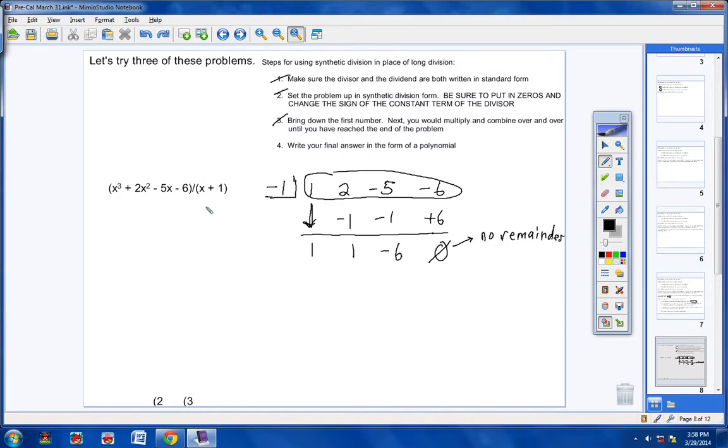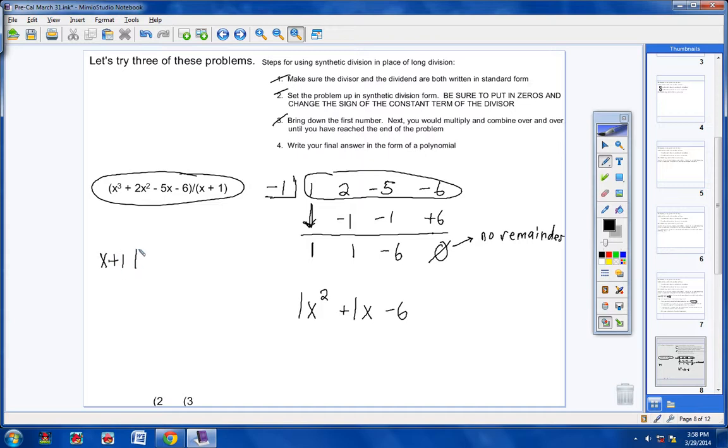So here's what we do. In your original problem, what was the degree of your dividend? 3. Well, you always subtract 1 from this number here in your head. Always go 1 less than that. So 3 minus 1 is 2. So this number here would be your coefficient for x squared. This number here, +1, would be your coefficient for your x. And this number here would be your constant term. And there's your answer.